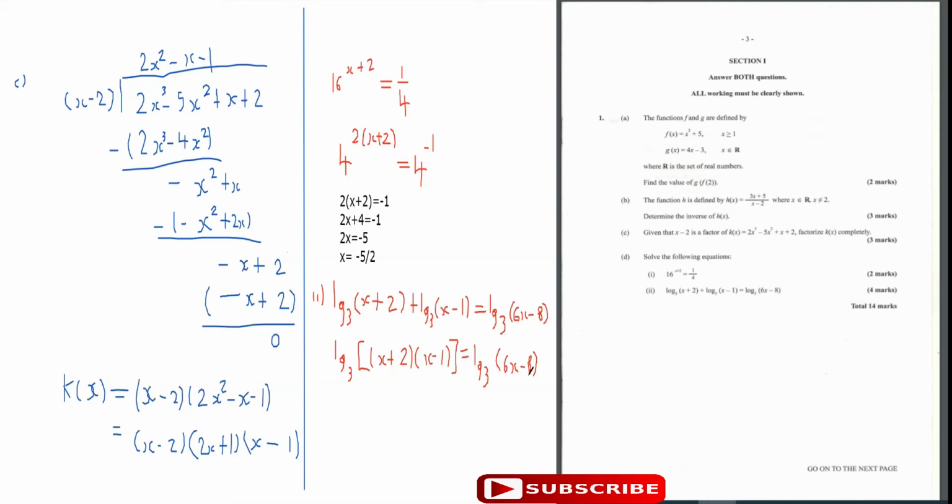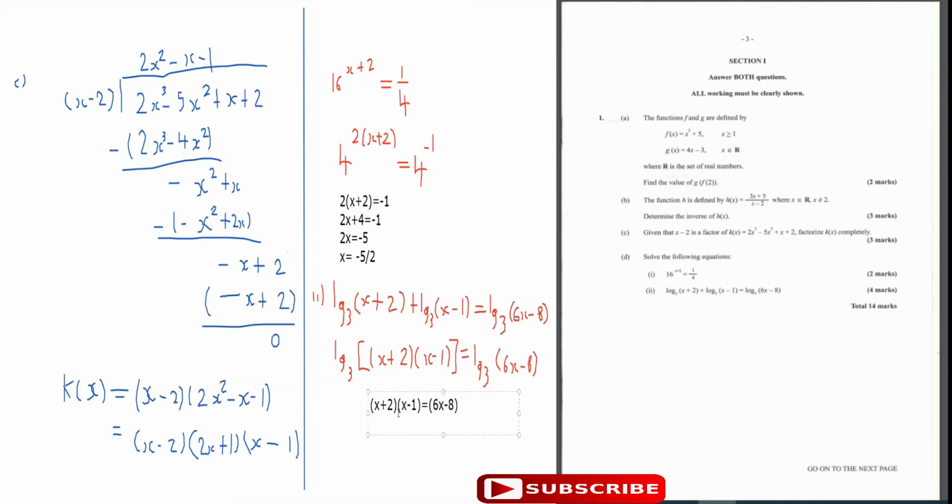Now we could bring this over here. Now if these two are equal, if log of this is equal to the log of this, then what that means is x plus 2 times x minus 1 is equal to 6x minus 8.